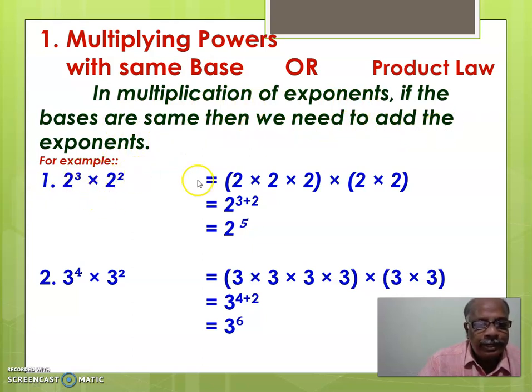2 cube into 2 square: we have to multiply 2 three times and 2 two times. 2 into 2 into 2, 2 into 2. Total 3 plus 2, 5 times. So it can be written as 2 to the power of 5.